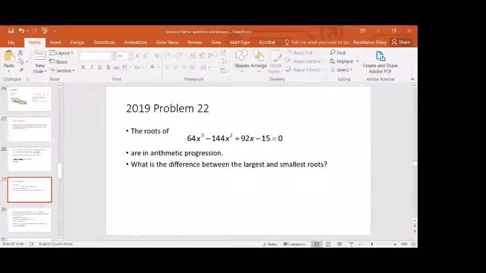Number 22. Now, number 22, the problem, now this is quite a hard problem, but actually when you know the solution, you'll see it's not hard at all.